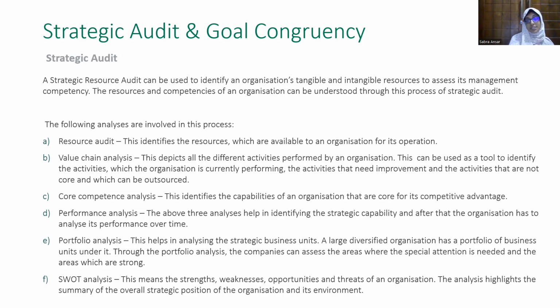Then there is the core competence analysis, which identifies the capabilities of the organization that are core to its competitive advantage. There is also a performance analysis, where these analyses help identify the strategic capabilities after the organization has analyzed its performance over time. Then there is portfolio analysis, which we actually talked about a little bit. This helps in analyzing strategic business units, where a large diversified organization has a portfolio of business units under it, and through portfolio analysis the company can assess the areas where special attention is needed and the areas which are strong. Then we are moving towards SWOT analysis, which means the strengths, weaknesses, opportunities, and threats of an organization. This highlights a summary of the overall position and the environment as well.